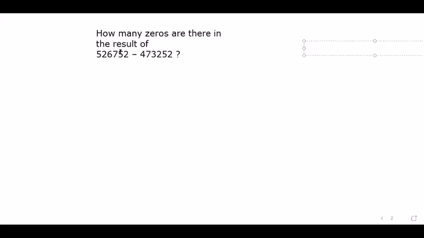All right. So what we have here is, you say this is 52675 squared. So let me make this a power here. This is 52675 squared minus 47325 squared. So the question is, how many zeros are there in the result of this, at the end of it? I presume it should be at the end of it. And how do you go around doing this?